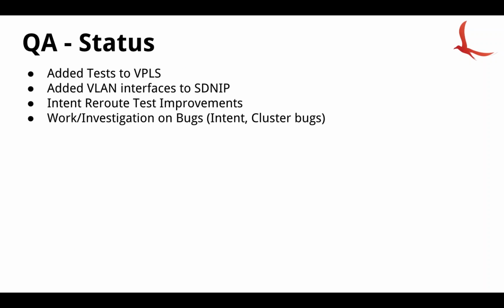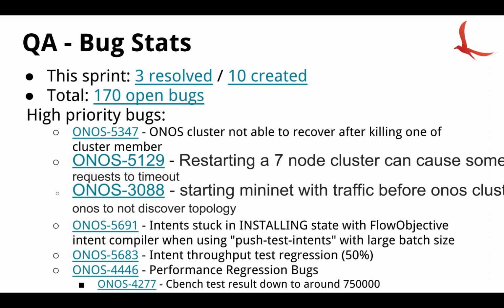So can you please go to the next slide? Regarding the bugs, we have a total of 170 open bugs, 3 resolved, and 10 new. Regarding the high priority bugs, the first 4 are the bugs we discussed last time in the bug scrub meeting, and we added them here. The last one is the performance regression bug, which is still from the last release. We are continuing with all these bugs, and we listed them as high priority from the QA side.